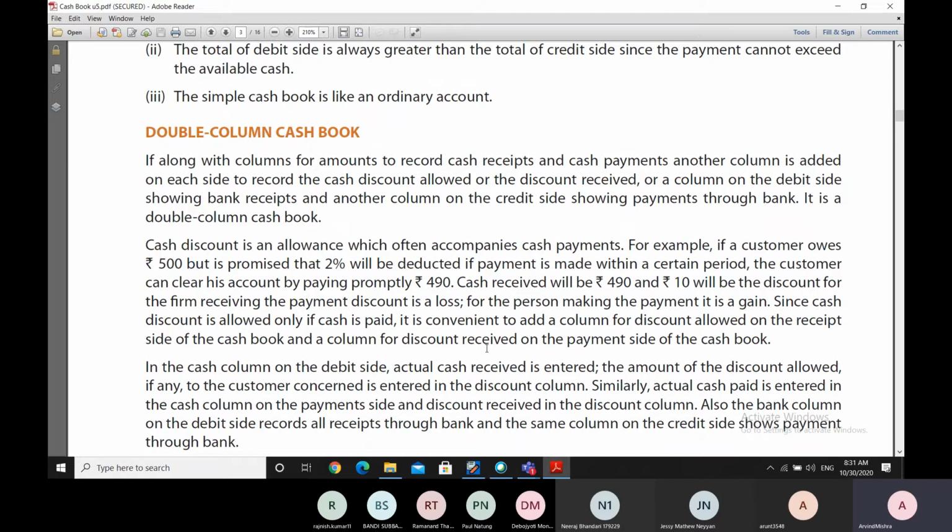Because the discount received column is made on the payment side of the cash book, because when we make the payment we receive the discount, and the discount given or discount allowed column would be made on the receipt side of the cash book.